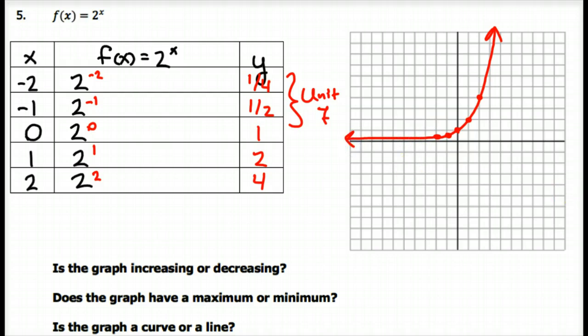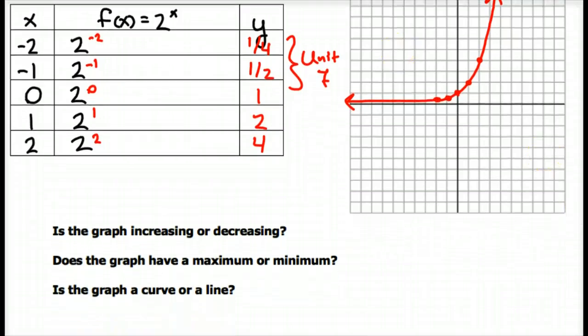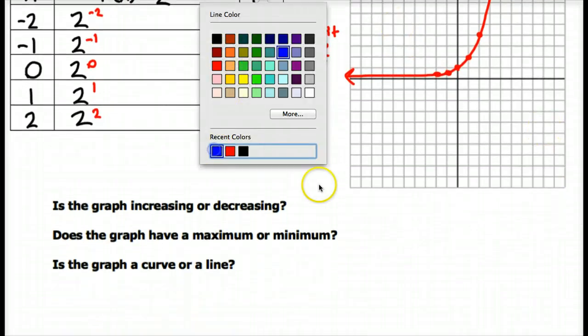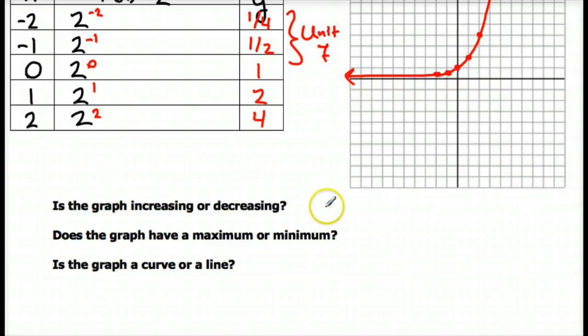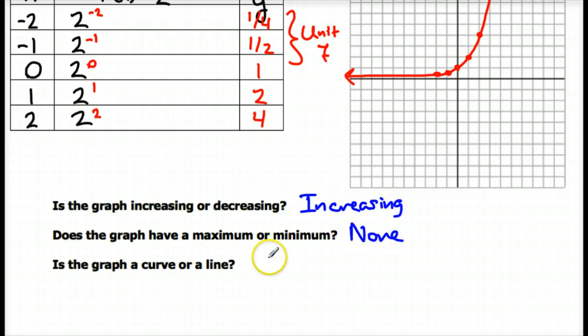Okay, so to answer these questions about our graphs, is the graph increasing or decreasing? This would be an increasing graph, because as we move left to right, our y values are going up. There is no high or low point on this, so we say there's no minimum or maximum, and of course this is a curve.